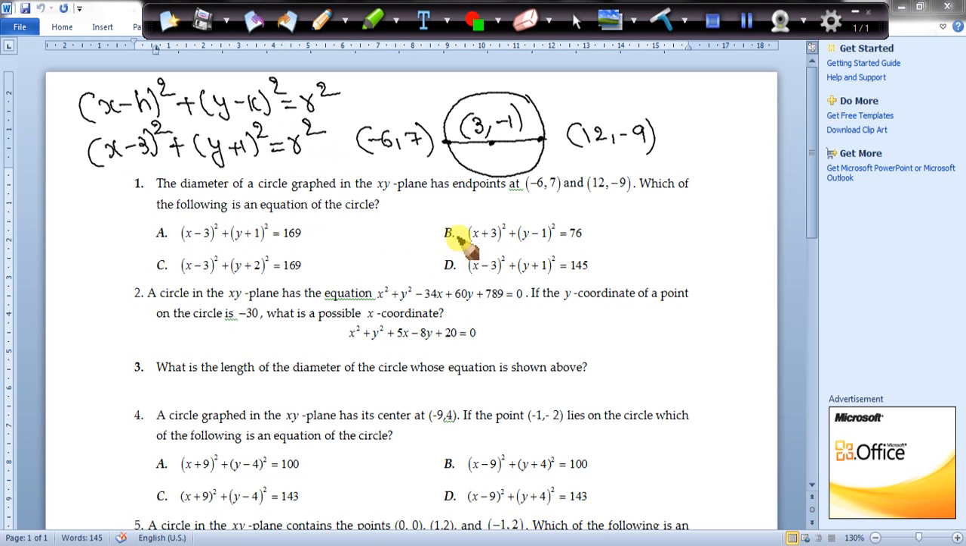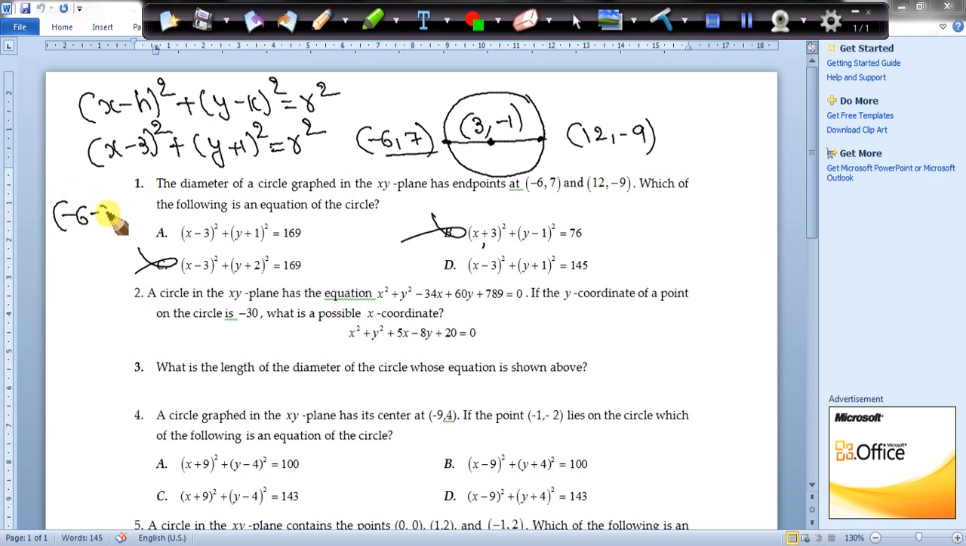So definitely option B is wrong and option C is also wrong. Either option A or D should be the answer. Now there are two ways you can find the radius: find the distance from the center to any point on the circle, or you can plug in any one of the points. I prefer the second method. I'll plug in the point -6, 7.